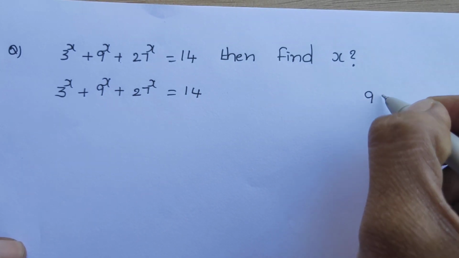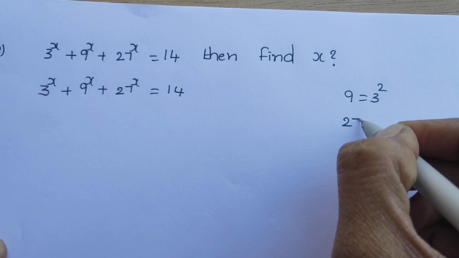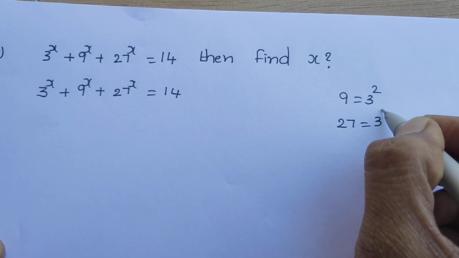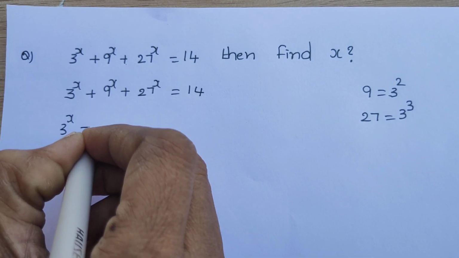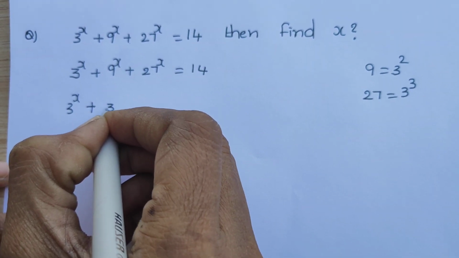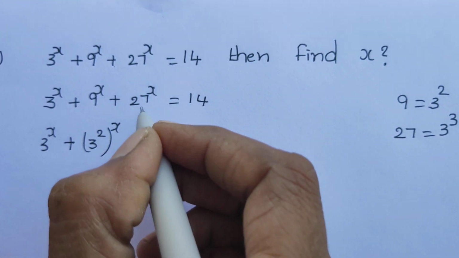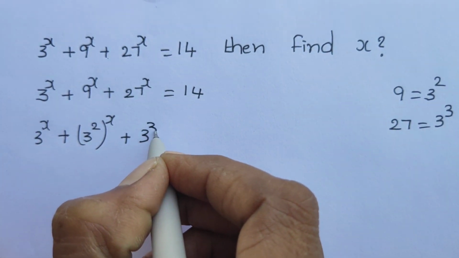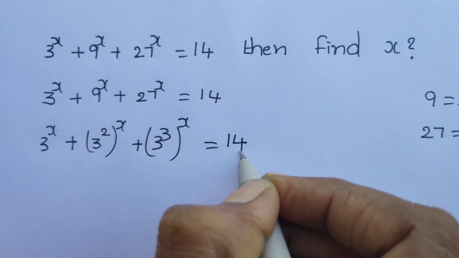Here, 9 can be written as 3 square, and 27 equals 3 cube. Put that here: 3^x, plus (3 square) whole power x, plus (3 cube) whole power x, equal to 14.